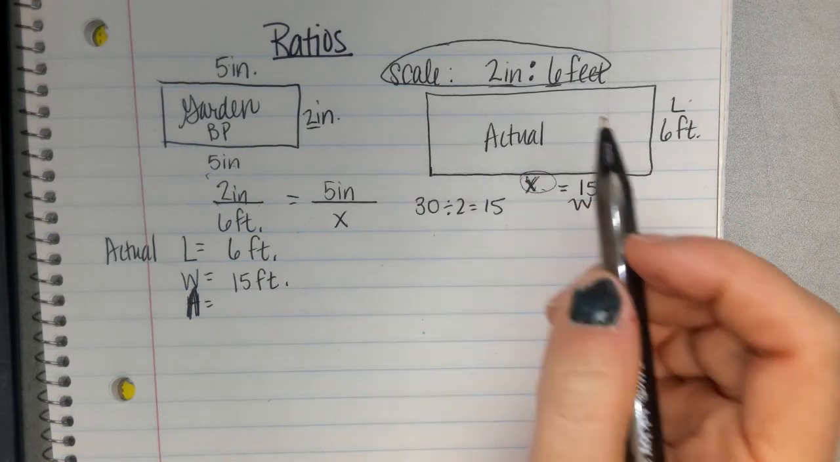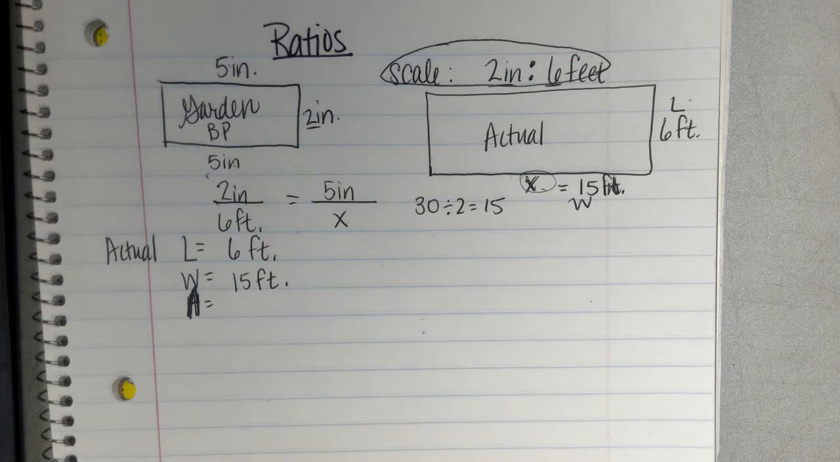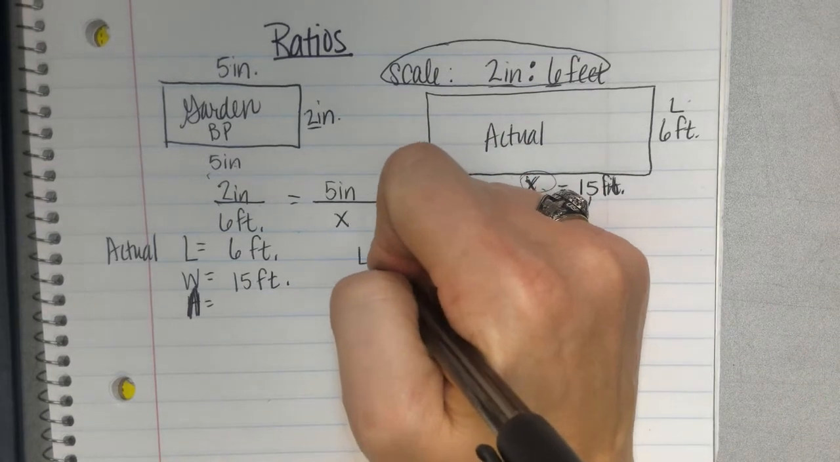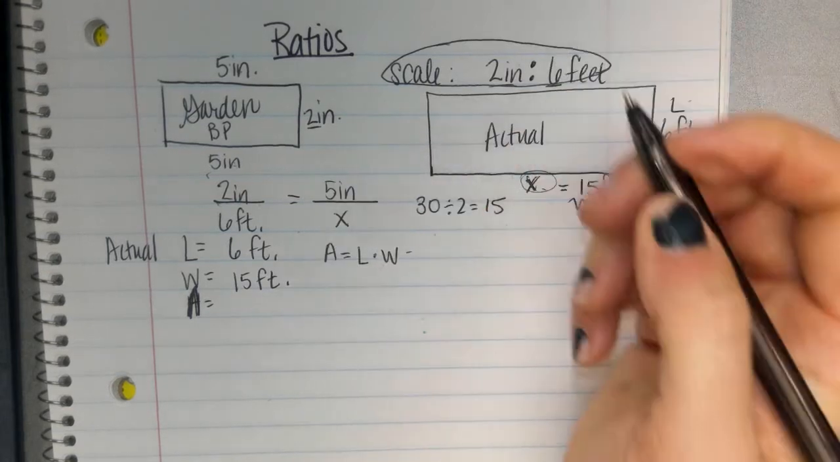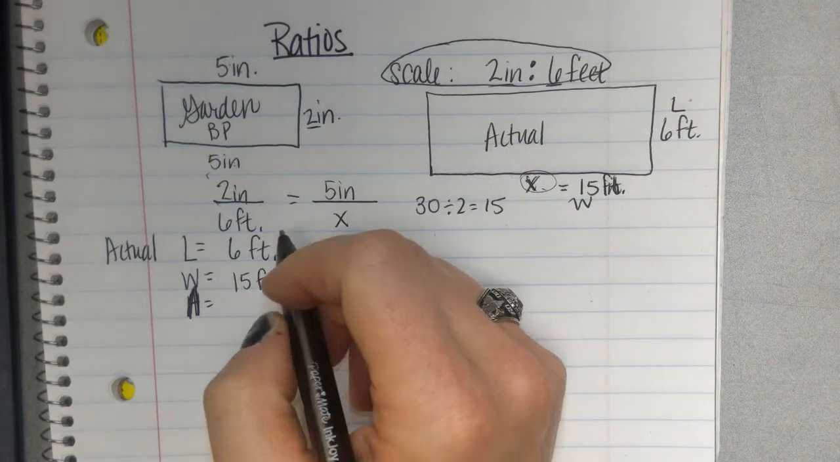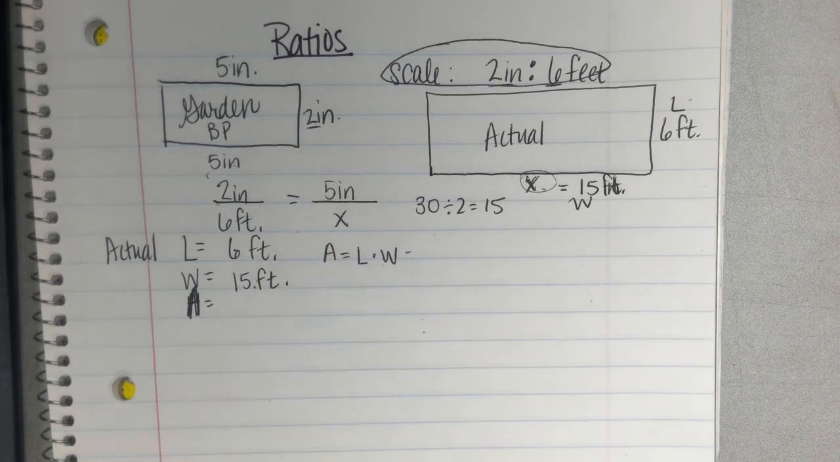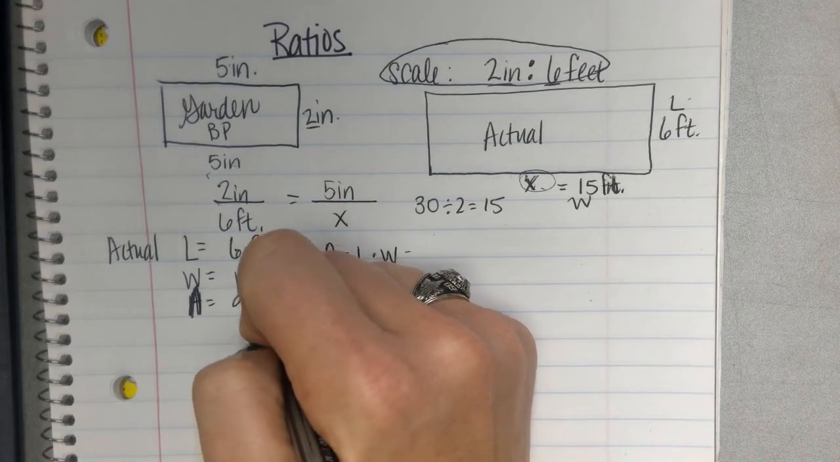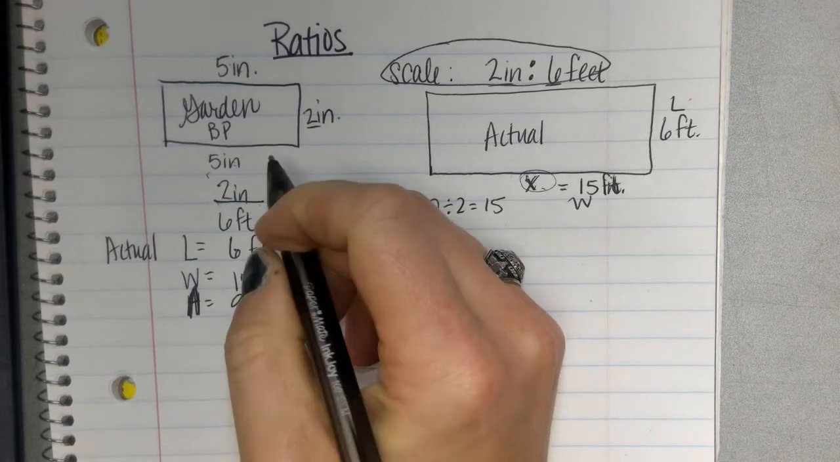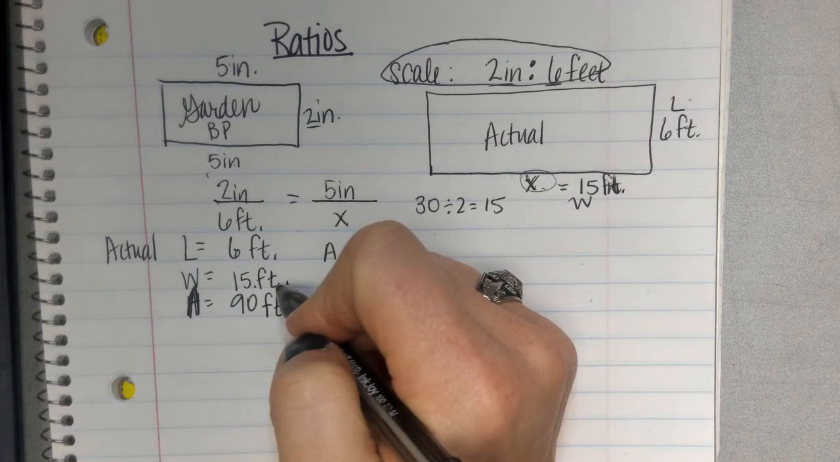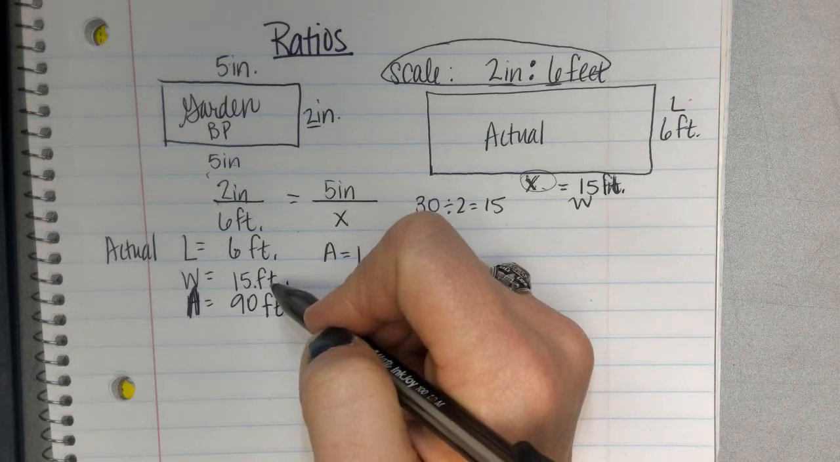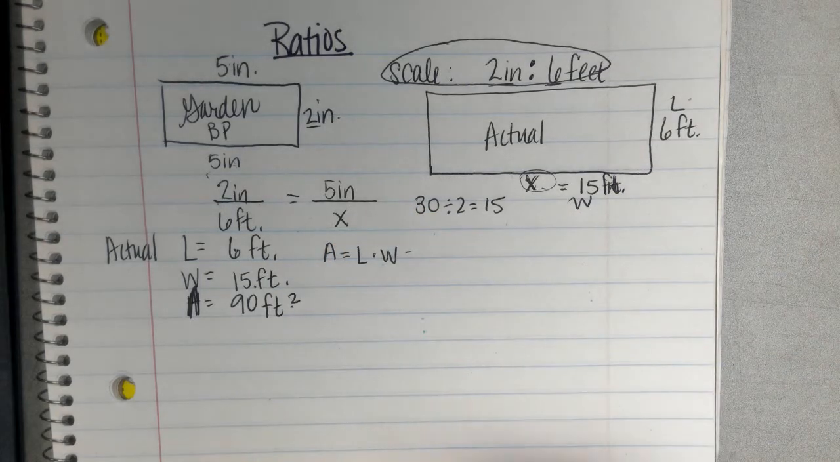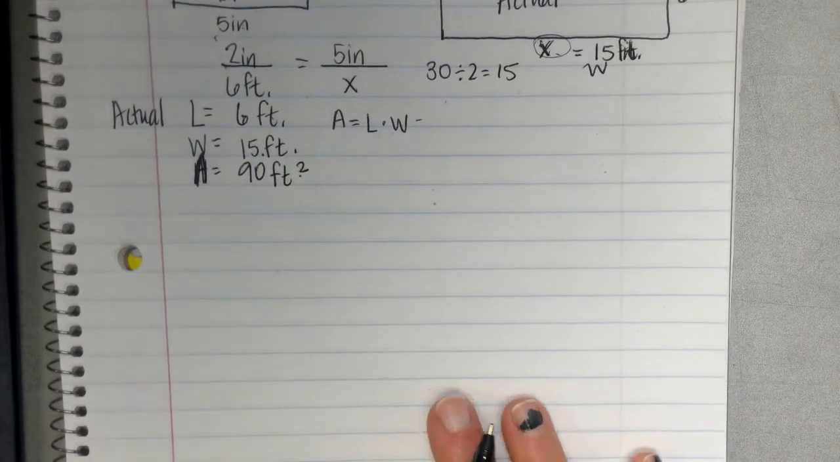And so now, what is the area? Do you know the area formula? Yes, it's length times width. That's what area is. Okay, so what's 15 times 6? See if you can figure that out and put down your area. Okay, you should have gotten 90 feet squared, because we are multiplying 6 feet by 15 feet, and that is 90 feet. And feet times feet is feet squared. So that is the first one. Okay, example number one.